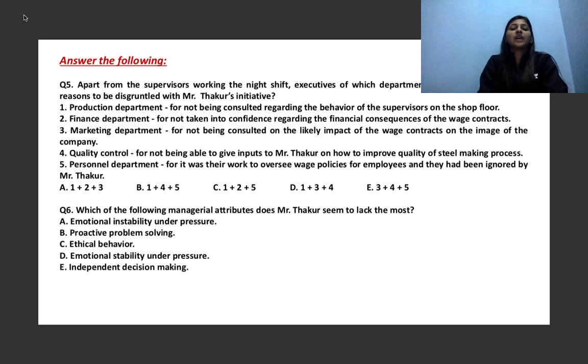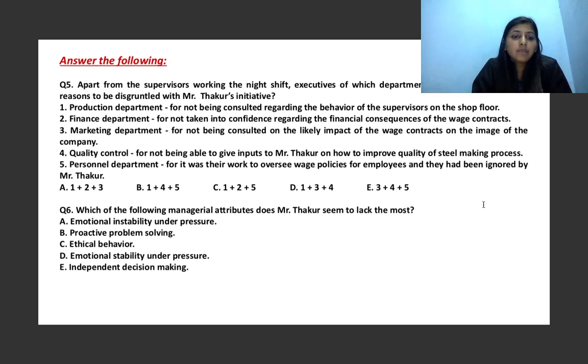So as soon as you know that 4 is definitely not there, you can cancel out options B, D and E, leaving you only with two options, A and C, where it is 1, 2, 3 or 1, 2, 5. What is 5? 5 is the personnel department, for it was their work to oversee wage policies for employees and they had been ignored. So yes, they have to be there. So the answer is 1, 2, 5, that is option C.